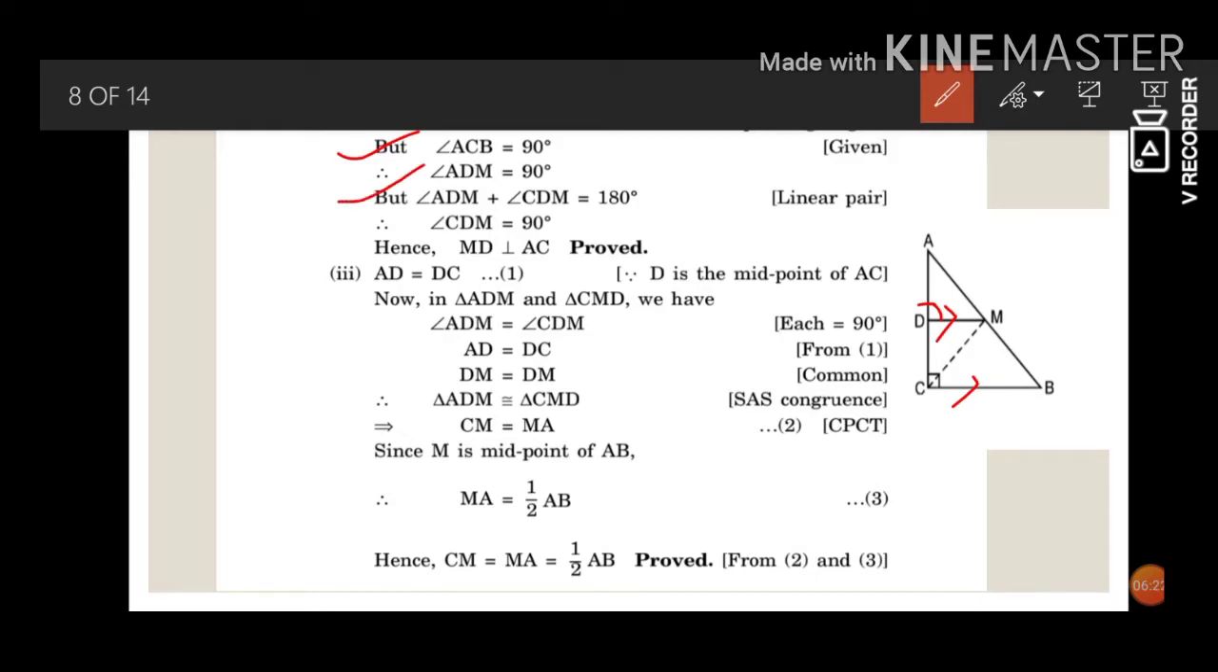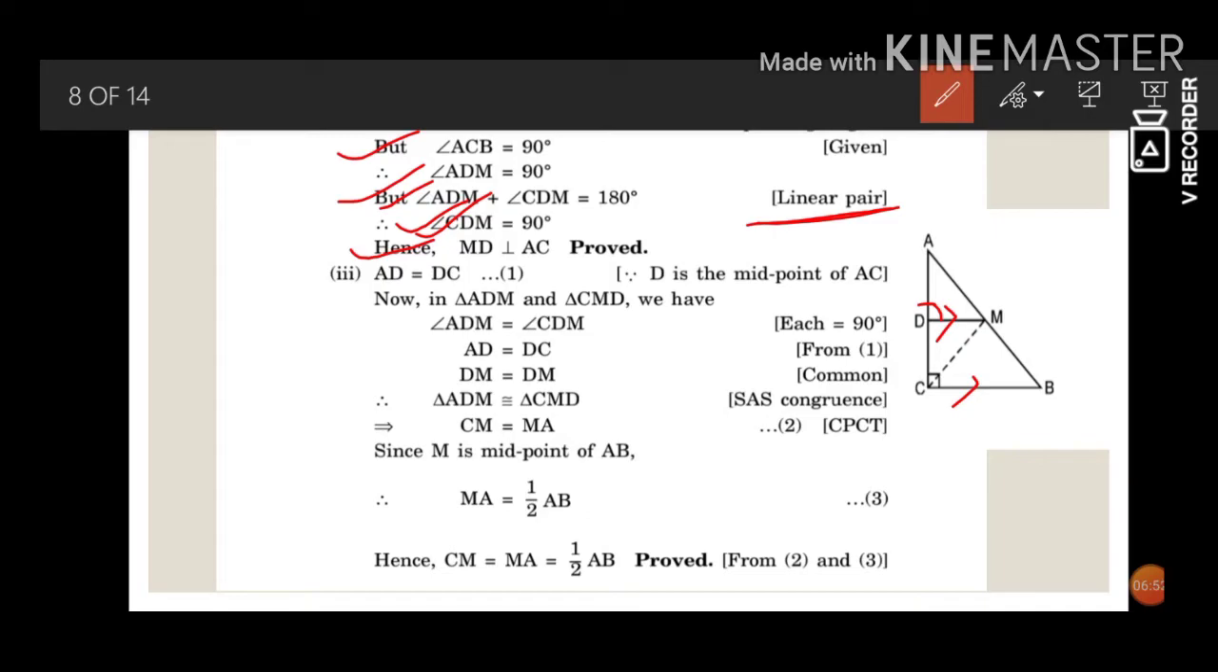Now at the point D, the point D lies on a straight line. So by linear pair we can write ADM plus CDM is equal to 180 degrees. Reason is linear pair. We already have ADM as 90, so CDM will also become 90, which gives us MD is perpendicular to AC.